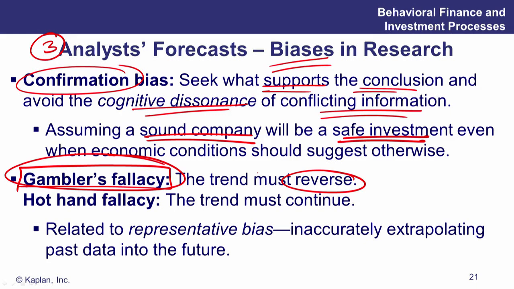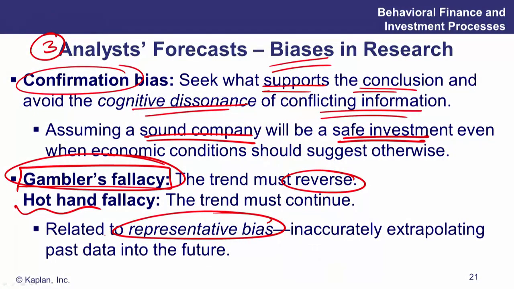The opposite, where you think a trend is going to continue, is called the hot hand fallacy, where you think something's won, so this time it's going to win again, so let's play it again, and you over-represent. It's related to representativeness, isn't it? You over-represent something that has happened more, that's worked in the past, into the future.